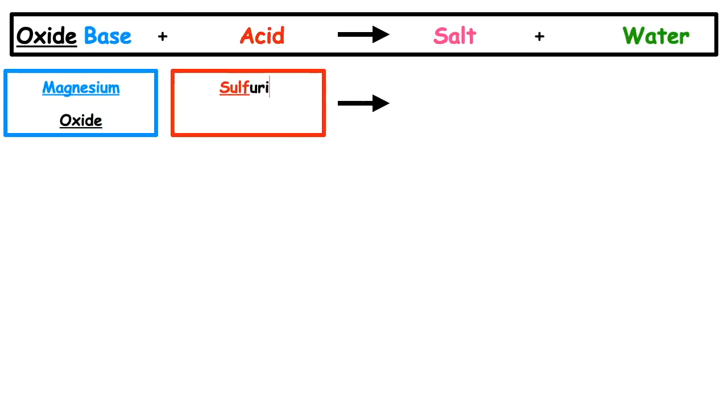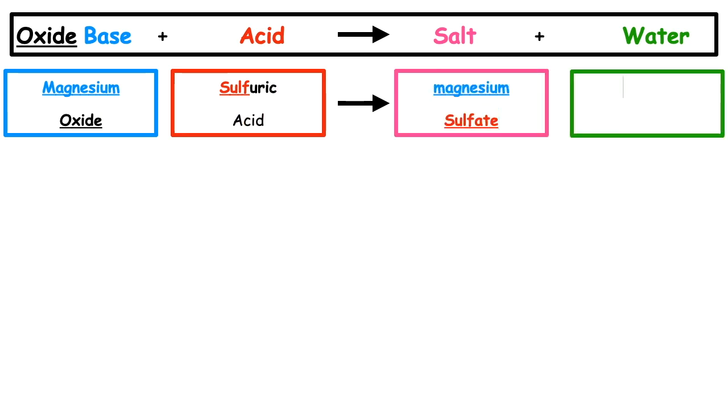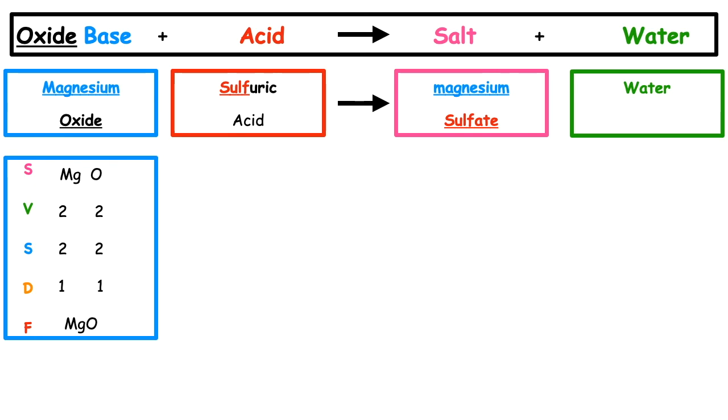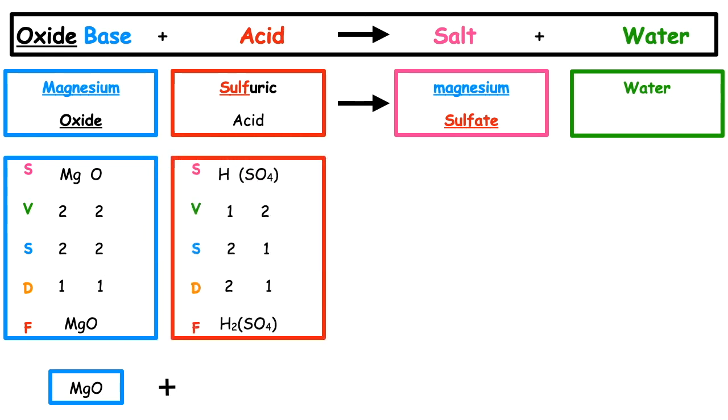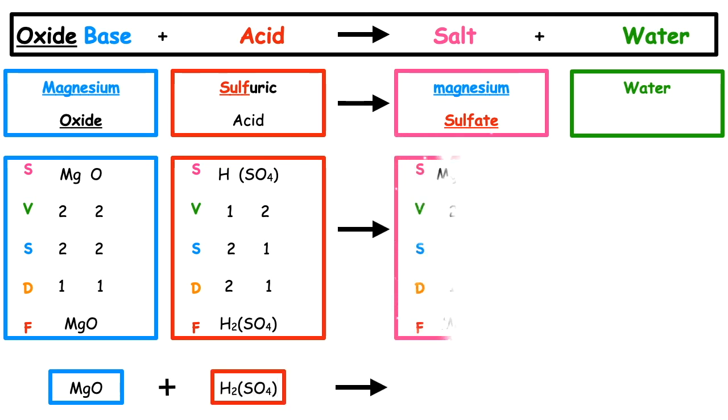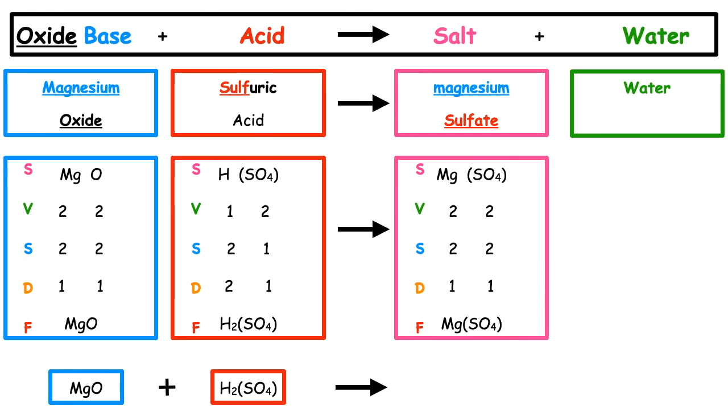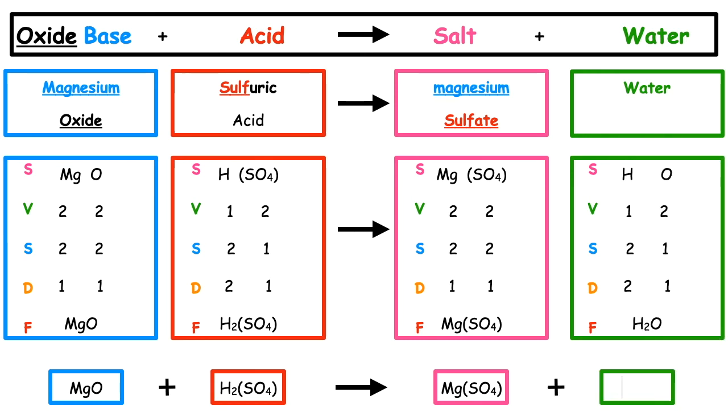Now I'm going to show you how to take the word equation and write the chemical equation. So what you might want to do is watch the previous lessons on SVSDF, writing formula and ionic formula. So if we take magnesium oxide and if we did our SVSDF, we would get the formula for magnesium oxide to be MgO. Sulfuric acid, we would get the formula for that to be H2SO4. And if we were to do the SVSDF for magnesium sulfate, we would get the formula as MgSO4. Water has the formula H2O.